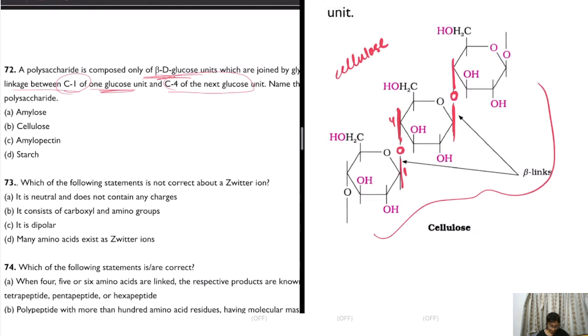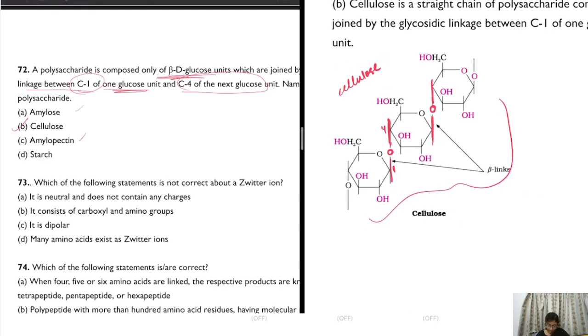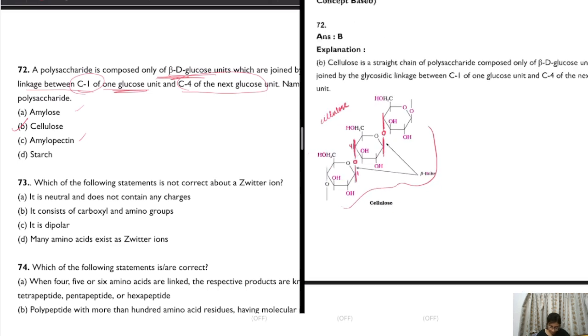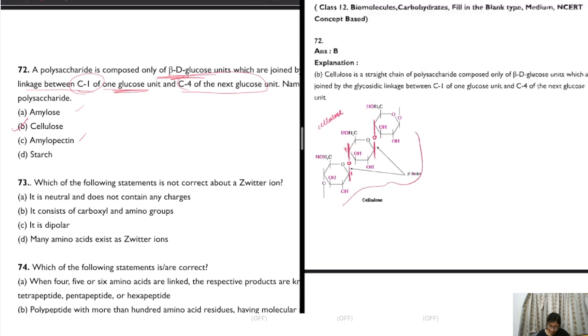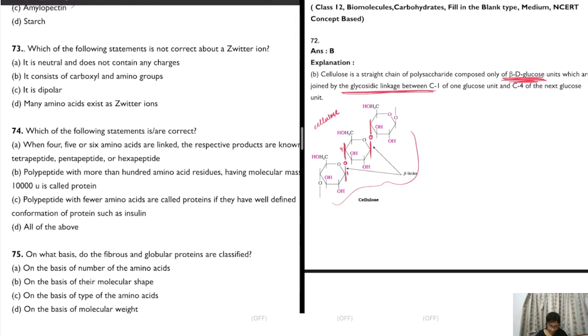Okay, this is 1,4 linkage. So this is cellulose. It is a straight chain, containing only beta D glucose units, which are joined by glycosidic linkage. Now let's see the next question.